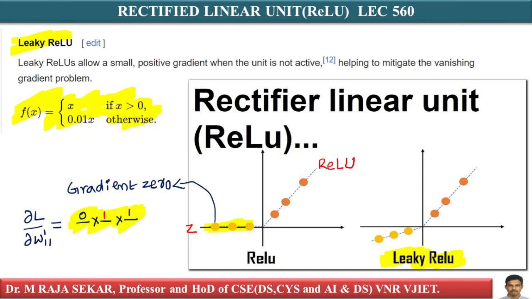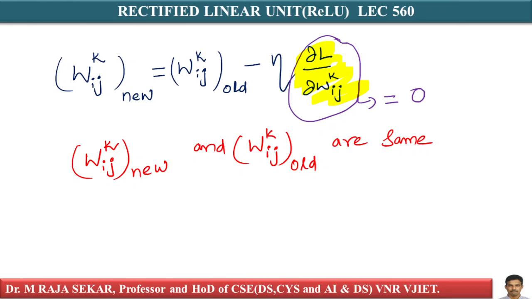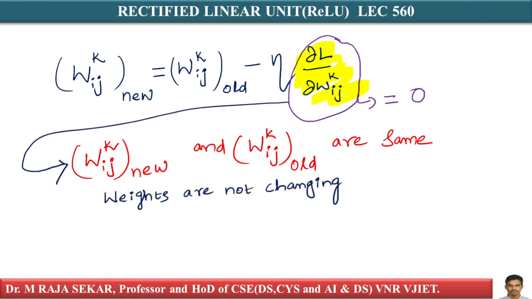That's actually a problem in ReLUs. Even if one of them is 0, the whole derivative becomes 0, which is a problem. If the derivative becomes 0, what is our update function? Just try to recall our update function. Wkij new equals Wkij old minus eta into dou L by dou Wkij. If this derivative dou L by dou Wkij becomes 0, then your Wkij new and your Wkij old are the same weight. Whatever your learning rate, whatever happens, your Wkij new is the same as Wkij old, which means your weights are not changing anymore.